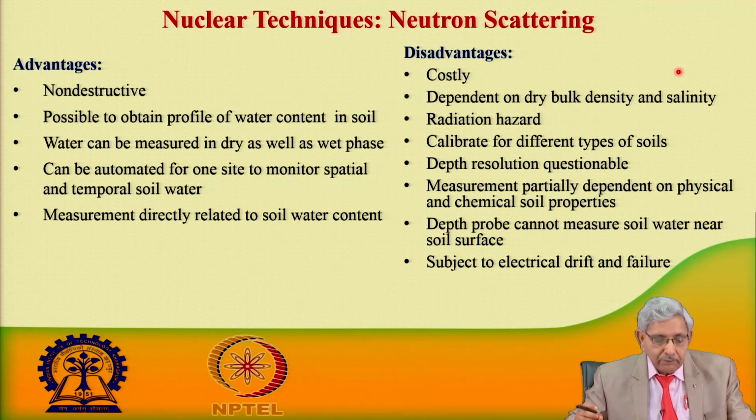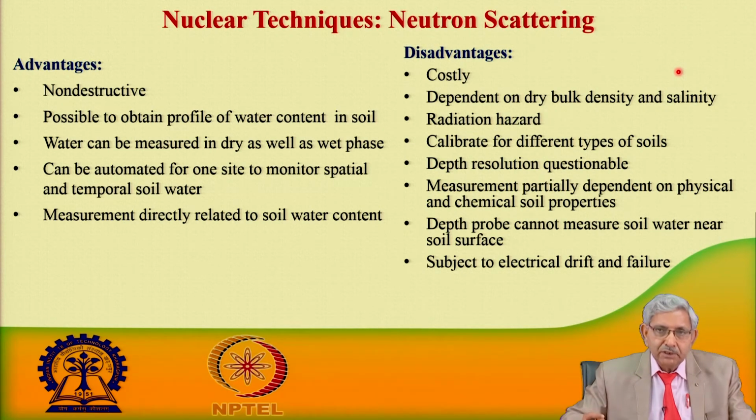It can be automated for one site to monitor spatial and temporal soil water, meaning after the observation is taken, one can take it to another tube. So, the whole unit of measurement can be shifted from one place. That is from the spatial point of view, and then the temporal means multiple times the data can be collected. Measurement is directly related to soil water content. So, one can directly find from the calibration curve the amount of moisture content available.